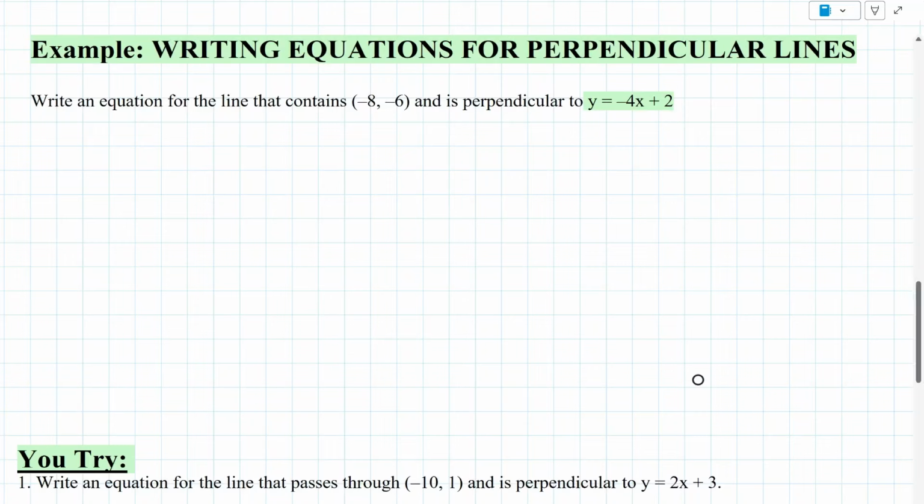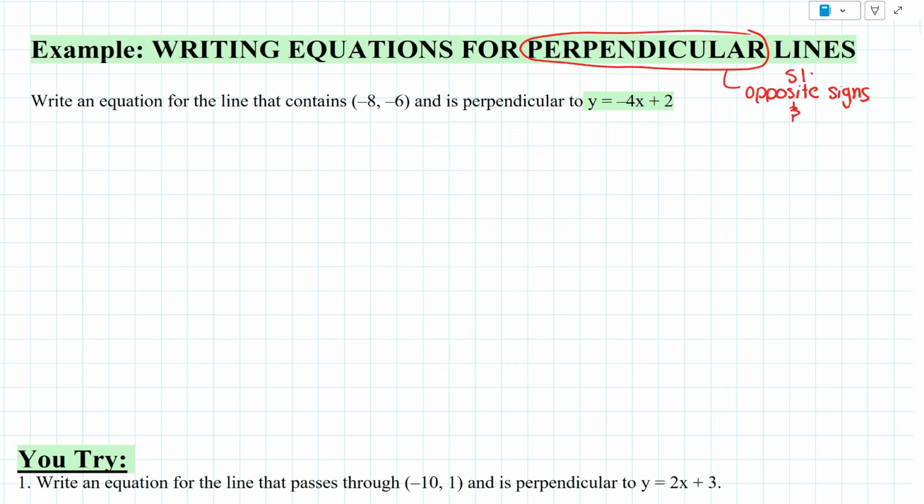Writing equations for perpendicular lines. Let's go ahead and remind ourselves what we're looking at when we look at equations of perpendicular lines. So, one of those conditions is that our slopes have to be opposite signs so that they can eventually intersect. And then we have to have our slopes be reciprocals of each other.